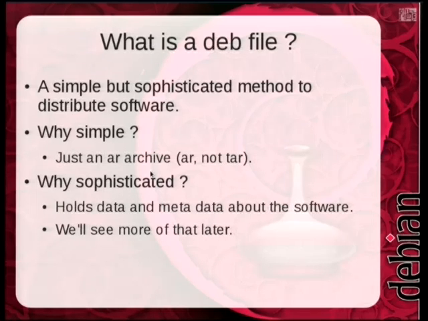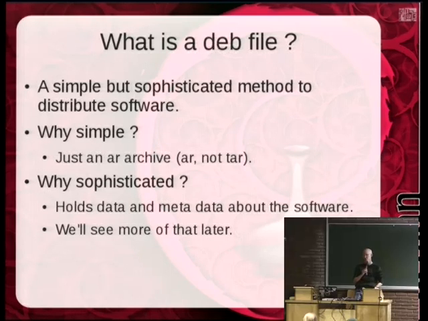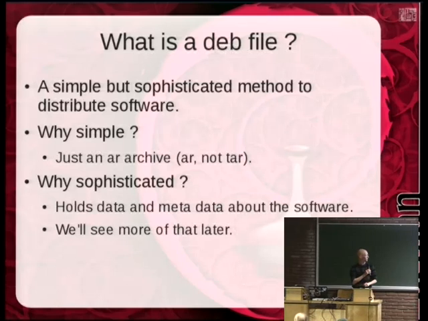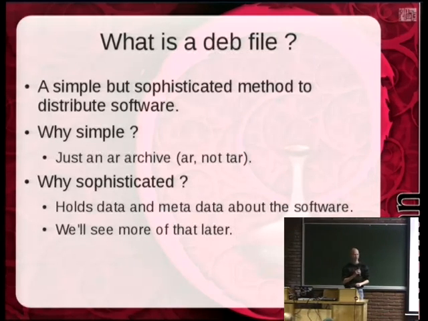So what is a deb file? In essence, it's a sophisticated way to distribute software. The idea is for it to also be simple, we don't want it to be too complex. So we try to keep it simple, but still sophisticated. It's a delicate balance. It's simple because it's just an archive, very similar to a tarball, but Debian decided to use ar, which, if you know tar, tar is tape archive, and ar is just an archive. The difference is ar has an index, so it's easier to extract bigger files.